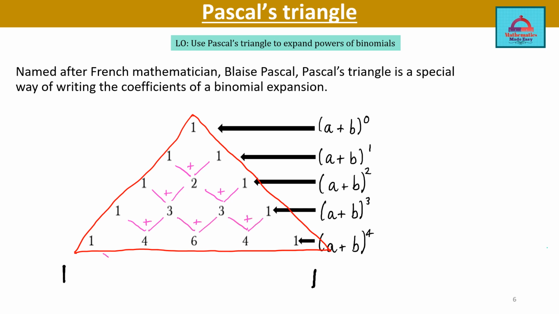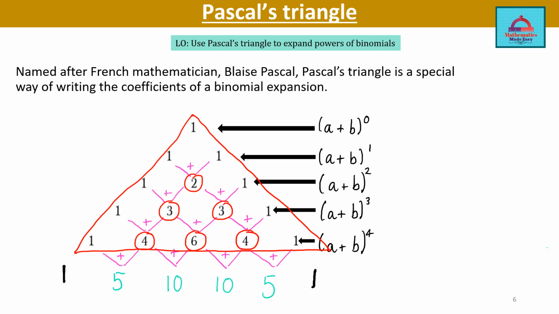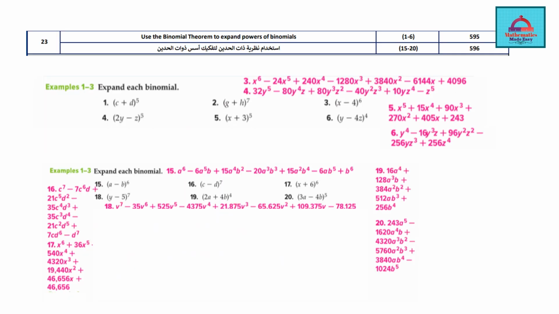So 1 plus 1 gives you 2, 1 plus 2 gives you 3, 2 plus 1 gives you 3, 1 plus 3 gives you 4, 3 plus 3 gives you 6, 3 plus 1 gives you 4. So you can calculate any row of the Pascal triangle using this pattern. If you keep on adding, the next row is going to have the following binomial coefficients. So that is your row of the Pascal triangle.